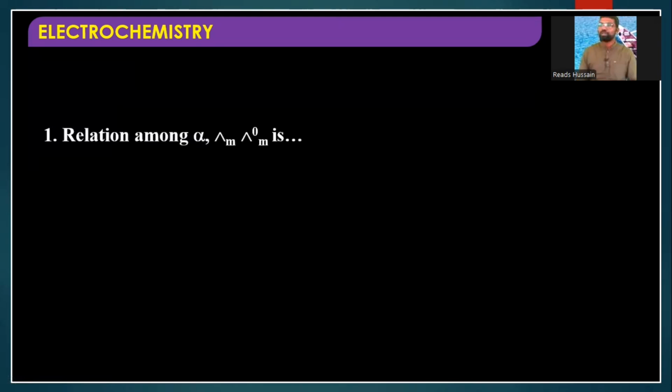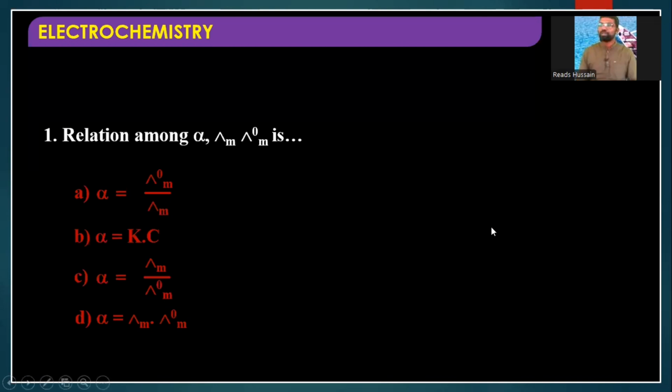Okay. Next, the last one, one small question. The relation between alpha, lambda m and lambda naught m. What is the formula for alpha? Please respond. If you have written notes, you can easily answer this. Alpha is equal to lambda m naught by lambda m, or lambda m by lambda m naught. Which option? C, sir. C. Good. Excellent. Option C.